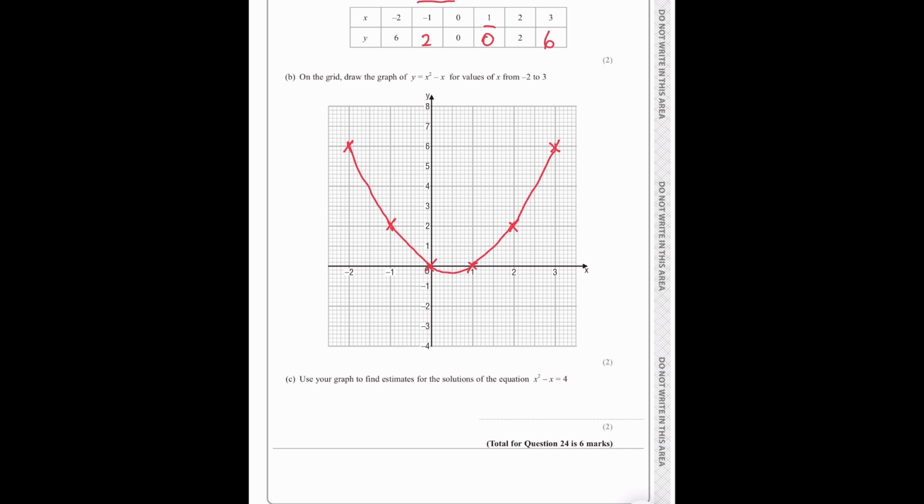Use your graph to find the estimates for the solutions for the equation x squared minus x equals 4. Now you see this has a 4 on the end. That means it wants the solutions at y equals 4, which is here. Now if we look at the coordinates of this point and this point, this point is going to be minus 1.5 and 4, and this point here is going to be 2.5 and 4.